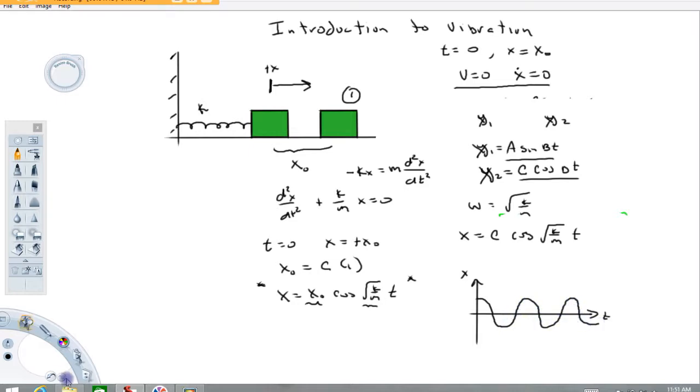And it would do a little bit better job of that. Well, imagine a perfect cosine wave that goes on forever. So this function would get as high as plus x sub o, as low as minus x sub o.